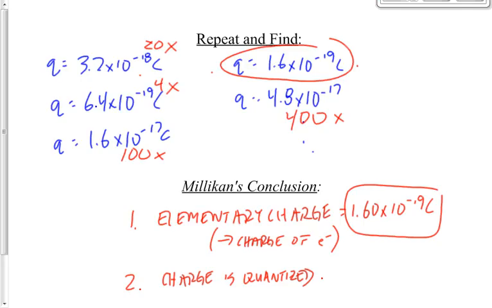You can have an elementary charge or a multiple of that, but you can't have anything in between. You can't have 1.7 times 10 to the minus 19. You can have 1.6 or 3.2, but nothing in between. Just like you can have 5 cents or 10 cents, but nothing in between in Canada. So we discovered the elementary charge, or the charge of the electron, and he discovered that charge is quantized.